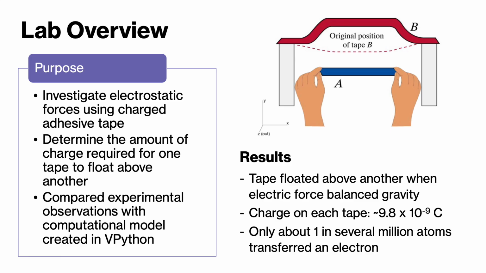To briefly preview the results, we observed that one tape floated above another when the electric force balanced the gravitational force. From this, we estimated the charge on each tape to be approximately 9.8 times 10 to the minus 9 coulombs, and found that only one in several million atoms transferred an electron.